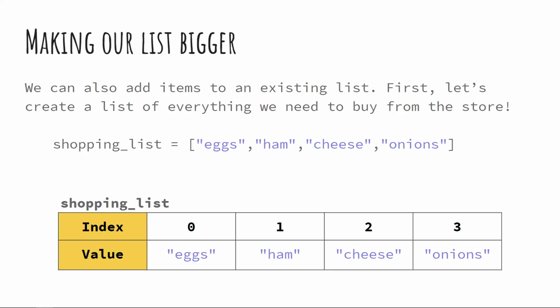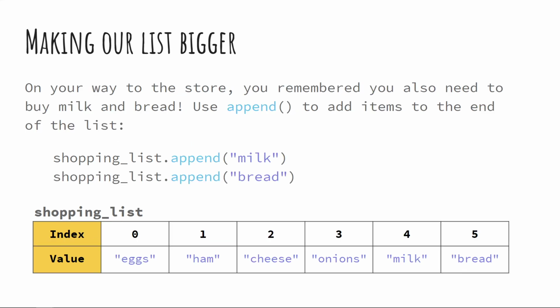So we can also add items to a list that already exists. As an example, if we have a shopping list, like the one on the screen, where we have eggs, ham, cheese, and onions, but maybe at some point in the future we remember that we needed to add some extra things to it, we can do that by using this append. So if we remember on our way to the store that we also need to get milk and bread, we can use shopping list append milk and shopping list append bread. And that would add those to the end in order.